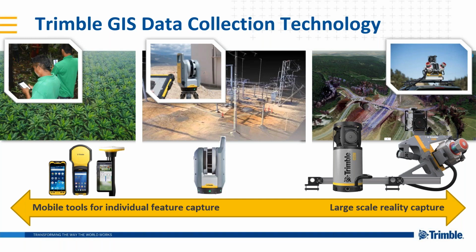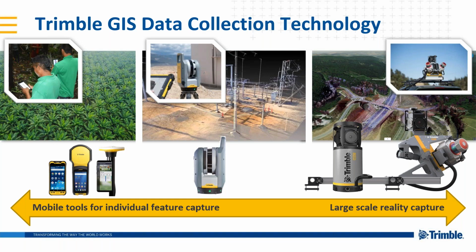But there are actually some GIS-oriented workflows using the technology on the right-hand side, where using our software, you can extract information about features up and down a road alignment, for example, as a way to populate a GIS, and then you can use some of those mobile tools for the maintenance of that information down the line.